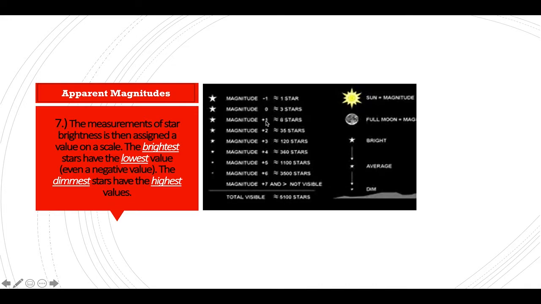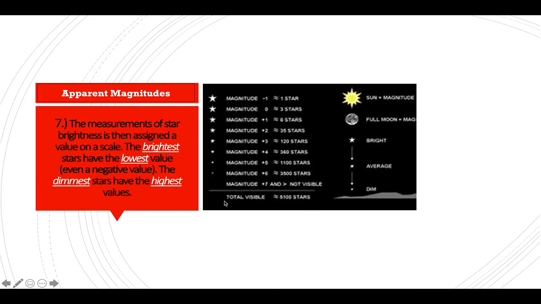Magnitude of +1, so I'm getting dimmer. The number becomes more positive, the dimmer it is. About 8 stars you would see. Magnitude 2 is about 35, on down to magnitude 7. We're getting past the part where you can see it with your eyes. You're going to need binoculars. At 6, about 3,500 stars you can see. When you hit 7, you just can't see it. It's not visible to the unaided eye.